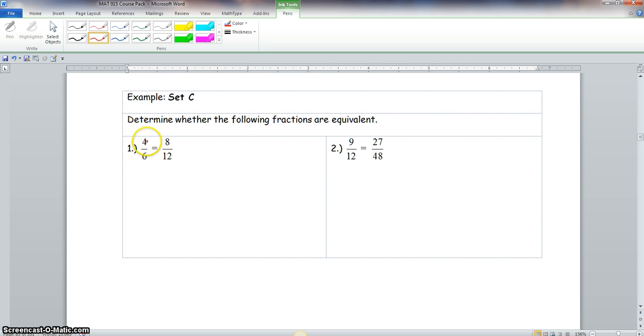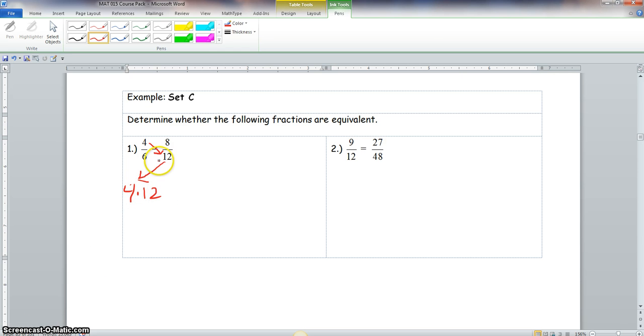So let's do this again. Determine whether the following fractions are equivalent. So we would take 4 times 12. For some reason this 4 isn't working too good, but so we'll have 4 times 12. Okay, I corrected that 4.